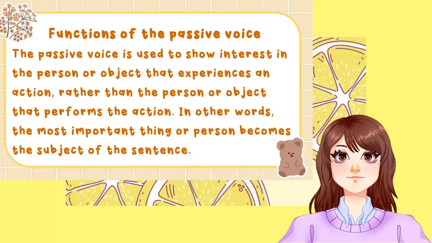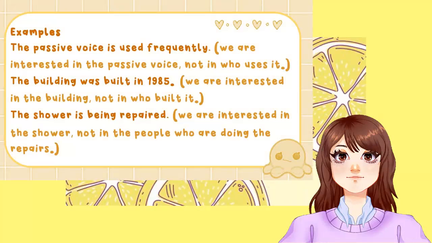Functions of the passive voice. The passive voice is used to show interest in the person or object that experiences an action, rather than the person or object that performs the action. In other words, the most important thing or person becomes the subject of the sentence. For example, the passive voice is used frequently.